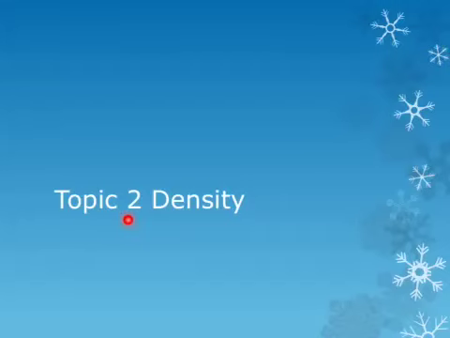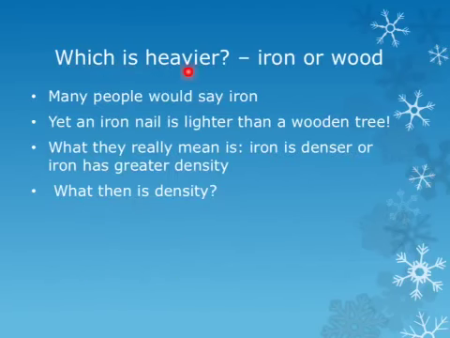Topic 2, density. The symbol for density is this Greek letter rho, written like this, as opposed to the letter P, which is written like this. Which is heavier, iron or wood? Many people would say iron. Yet an iron nail is lighter than a wooden tree. What they really mean is iron is denser, or iron has greater density. What then is density? Let's highlight that.